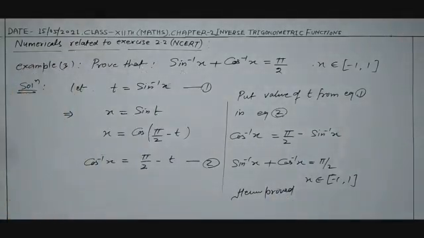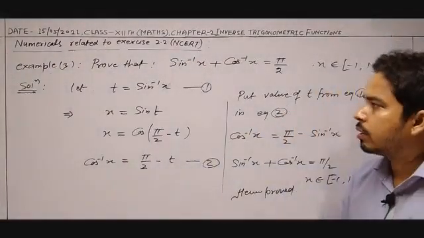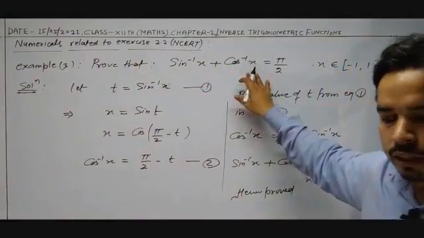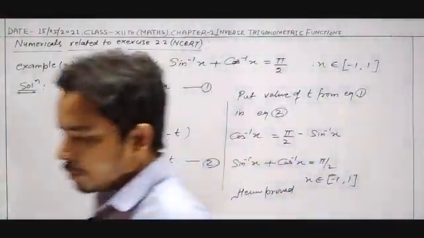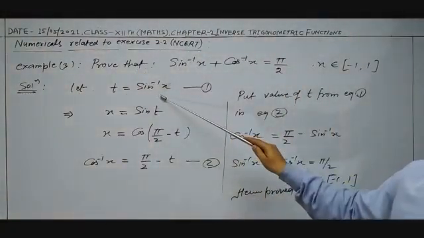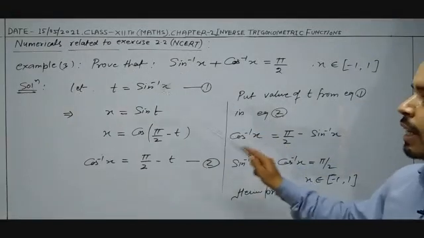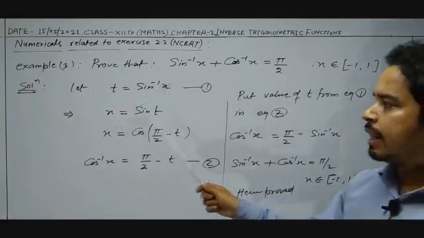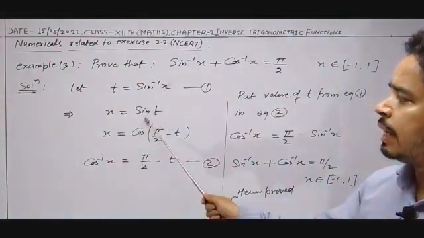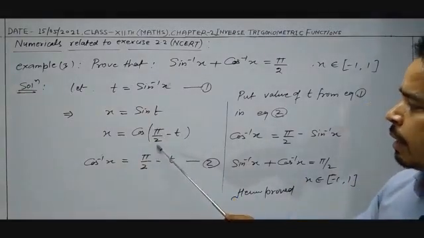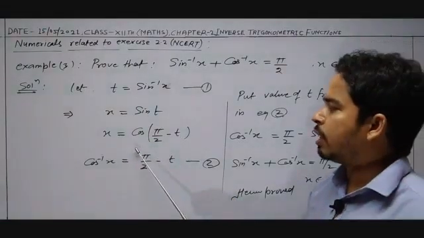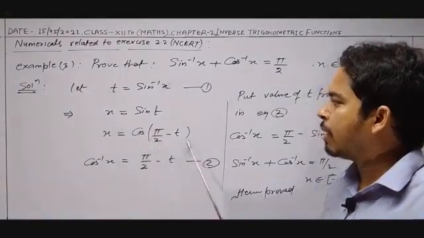So this is our proof. So again see, our proof is sin inverse x plus cos inverse x is equal to pi by 2. First of all you will consider t is equal to sin inverse x, then x is equal to sin t. Sin t can be written in terms of 90 minus theta. You know sin of 90 minus theta is equal to cos theta and cos of 90 minus theta is equal to sin theta. So sin t can be written as cos of pi by 2 minus t in terms of radian.